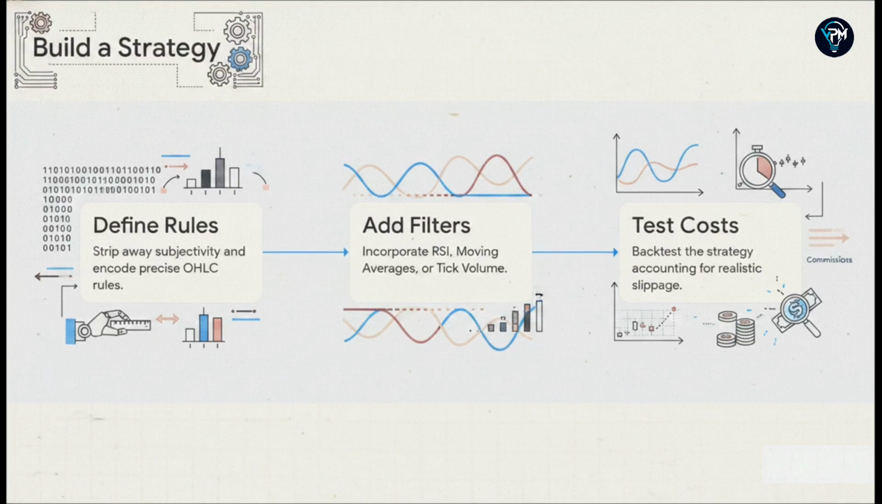Step 2, add filters. A raw pattern alone just isn't enough. You must incorporate context, whether that's RSI, long-term moving averages, or that tick volume we talked about. And step 3, test with costs. You absolutely have to backtest the strategy while accounting for realistic slippage and commissions, because let me tell you, tiny transactional costs can instantly erase a small statistical edge.